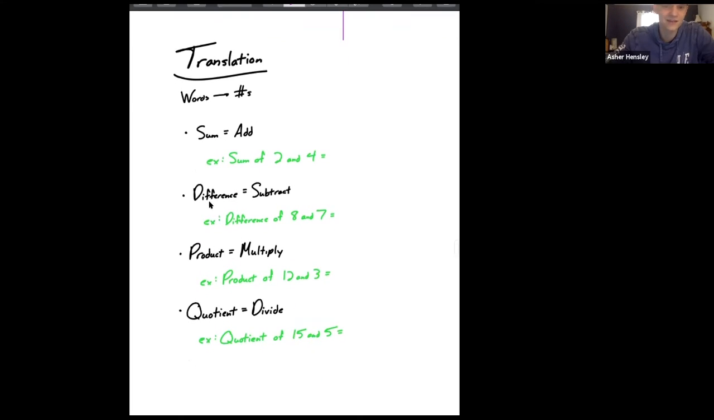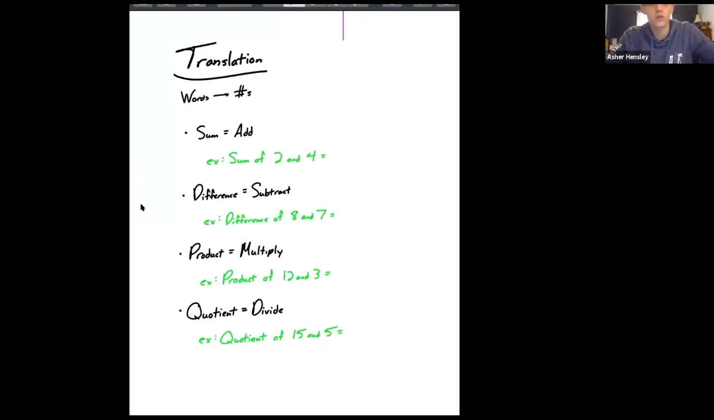Sum means add, difference means subtract, product equals multiply, quotient equals divide. If you're good with this, let me get a G in the chat real quickly. I don't want to waste your time with stuff you already know. But if you don't know, I'm happy to go over it. Put a D in the chat if you want to go over it.